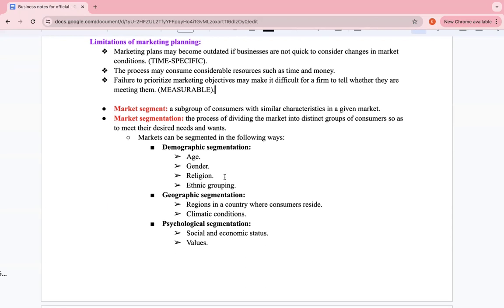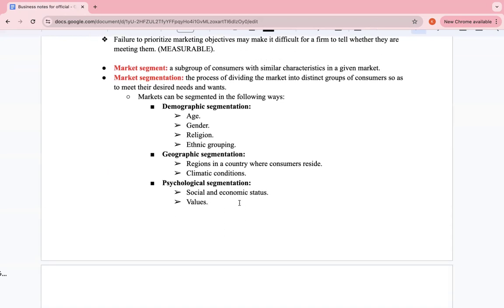Now we have market segments. So what's a market segment? A market segment is a subgroup of consumers with similar characteristics. Keep that in mind, similar characteristics in a given market. So let's say in this case, a market segment maybe is teenage girls. They're selling this hip new clothing brand, so it can be targeted towards teenage girls. Let's say that's our market segment.